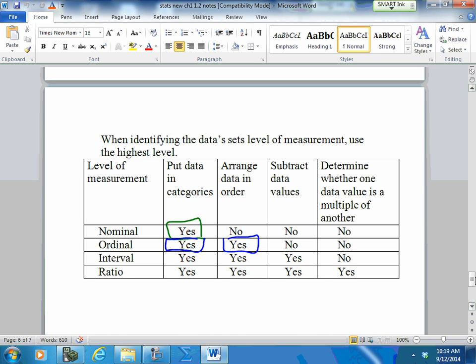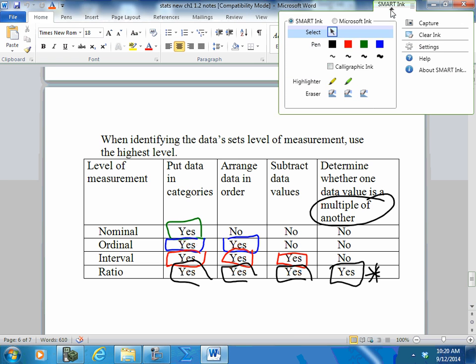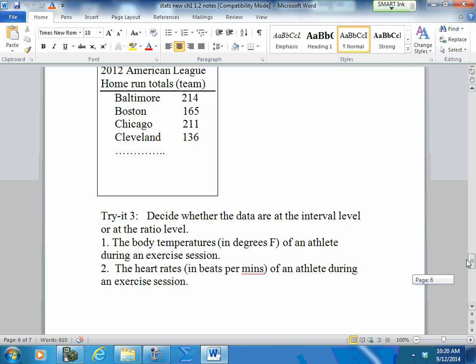Interval says, here's my meaningful difference. I can subtract or add them together. But I'm also responsible for the ones before it. And ratio says, this is the highest. This is the only one where you can make a multiple of the other one. Take half as much, take twice as much. And yes, it has all the ones before it. Okay, these are the tricky ones. So let's take a look at a couple examples.